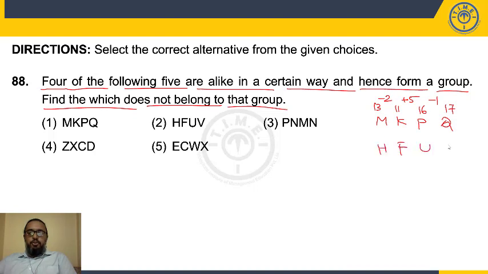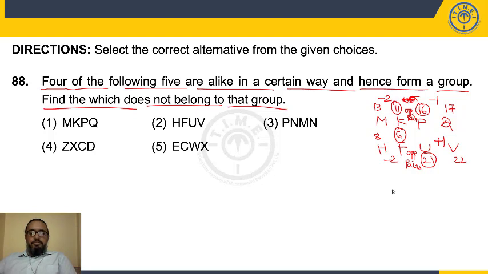So H, F, U, V. H is 8, F is 6, so minus 2, no problem. U is 21, so it is not plus 5, okay. If it is not plus 5, you can also have the concept of opposite pairs, yes or no? 6 and 21 when you add, you get opposite pairs. The same goes with this. Instead of taking plus 5, 11 and 16, when you add, you get 27. So they are opposite pairs. Okay, and here 21 and 22. So it is plus 1 you are getting.